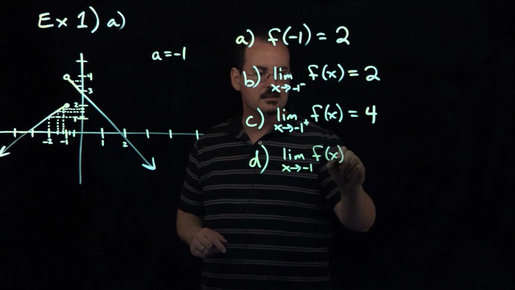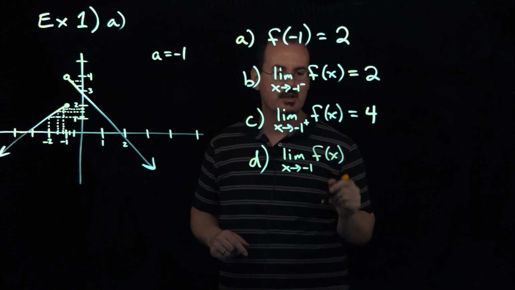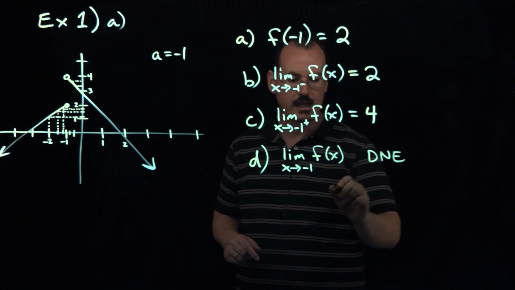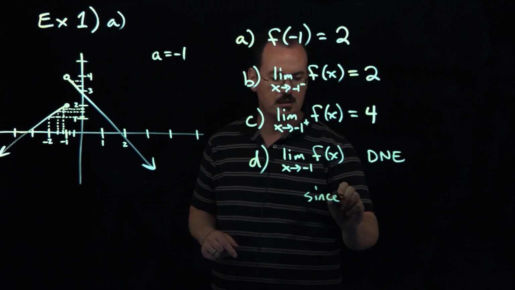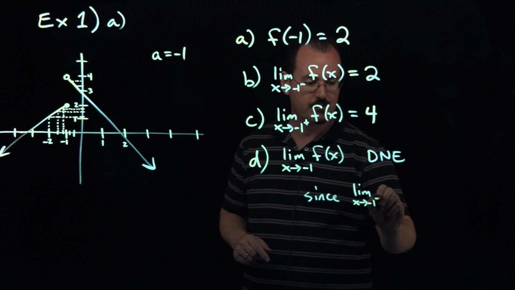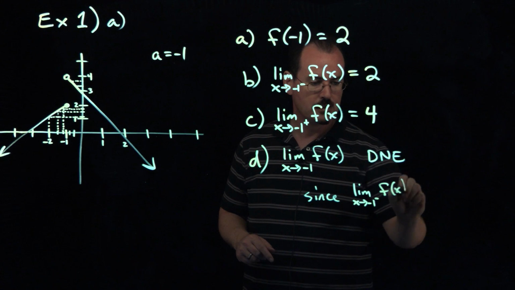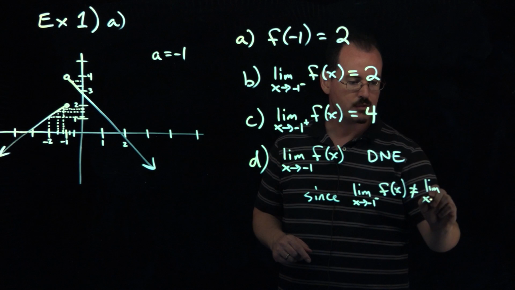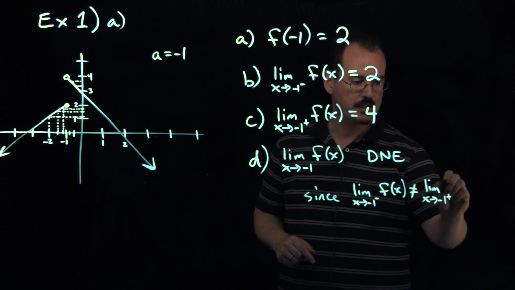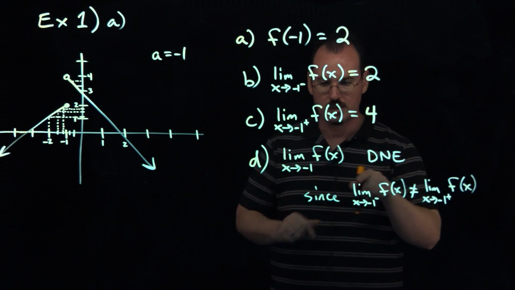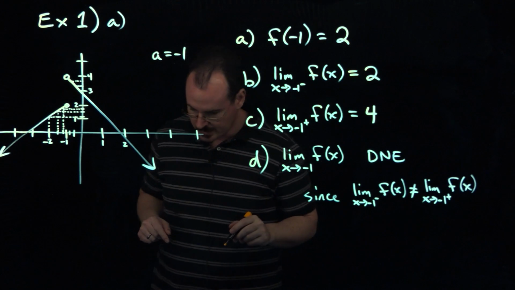Now, since these two, the right and the left limit, were not the same, we can say that this limit does not exist. And the reason for that is that the left and right limits are not the same. So if we want to give a reason, this is it. The limit as x approaches -1 from the left is not the same thing as the limit as we approach -1 from the right. And since these two limits aren't equal, the limit itself without the plus or the minus doesn't exist.